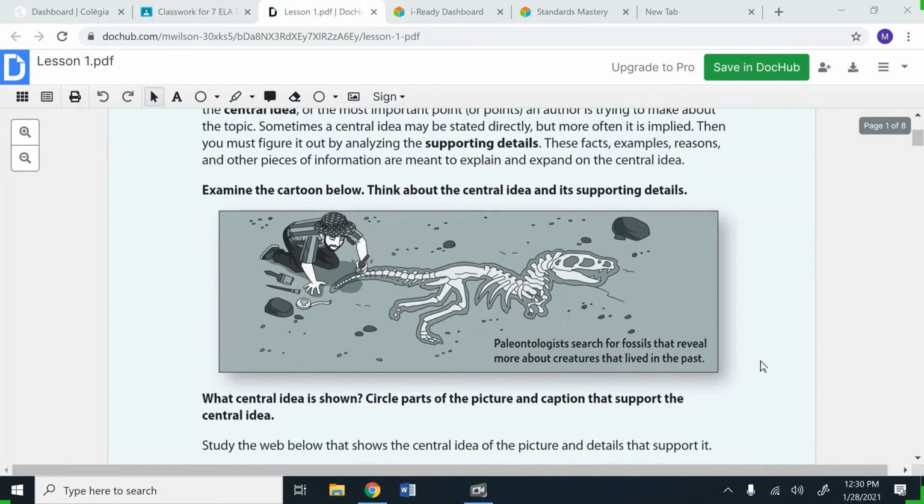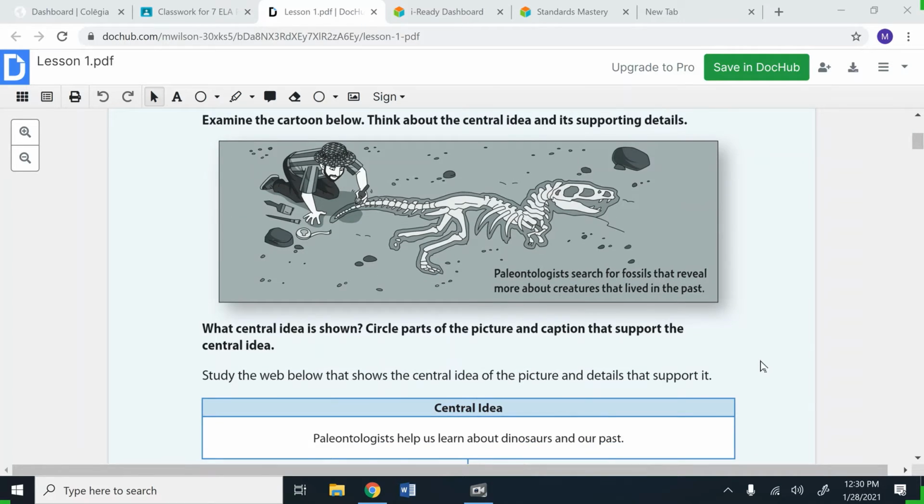It says, examine the cartoon below. Think about the central idea and its supporting details. Looking at the cartoon, I can see a paleontologist, a scientist who's studying fossils, and he looks like he's brushing or digging up some sort of dinosaur fossil. And in the bottom right-hand corner, the text says, paleontologists search for fossils that reveal more about creatures that lived in the past.